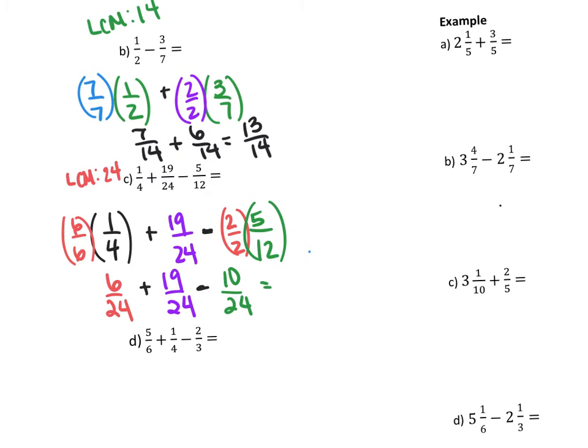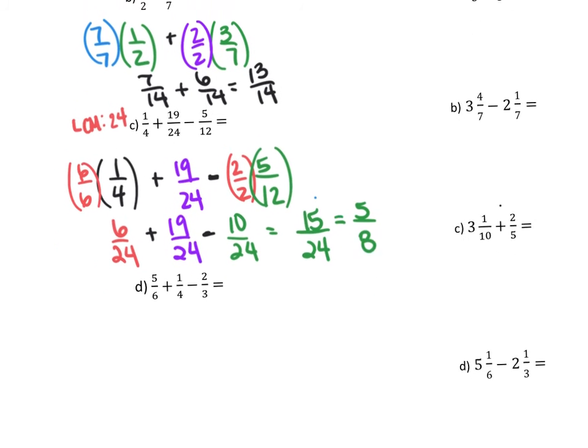So now everything has a denominator of 24. So I know the denominator is going to be 24. Just add the tops and subtract where I need to. 6 and 19 is 25, minus 10 is 15. So it's 15 over 24. These have a common factor of 3. 15 divided by 3 is 5. 24 divided by 3 is 8. So it's 5/8.